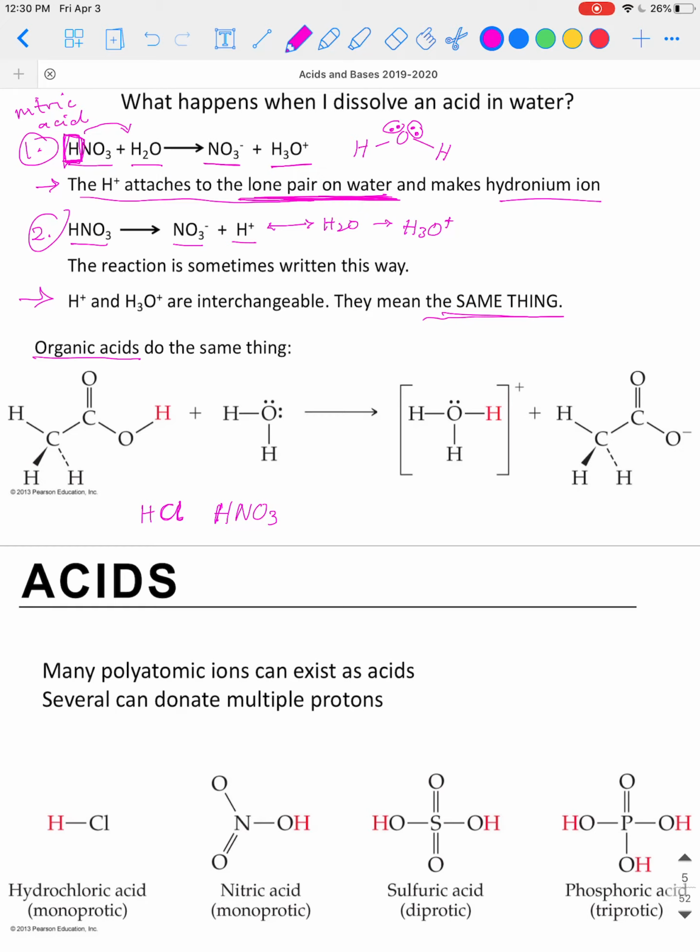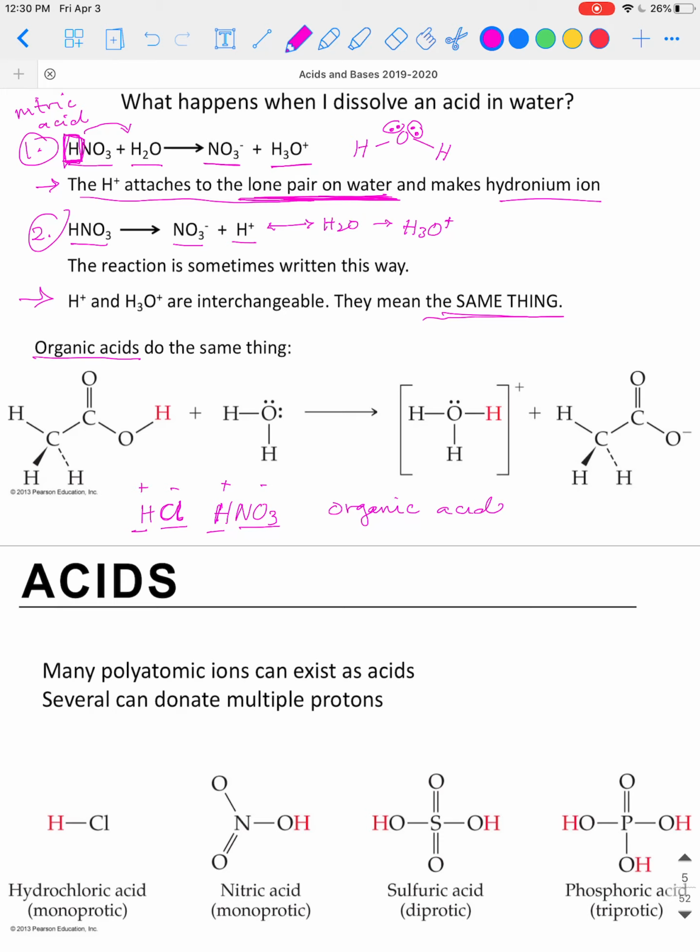HNO3, these are ionic compounds. Okay, there's no carbons in them. You have your cation and you have your anion, same thing, cation here, anion here. Now, organic acids, they can be made up of a cation and an anion, but oftentimes they have a lot of carbon and oxygen, okay?